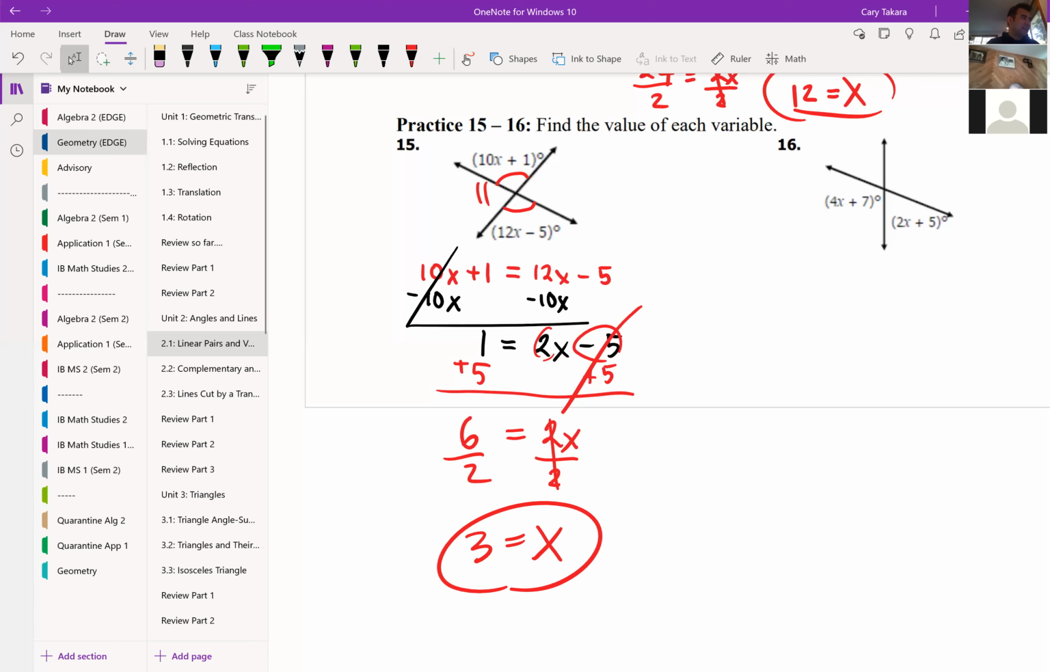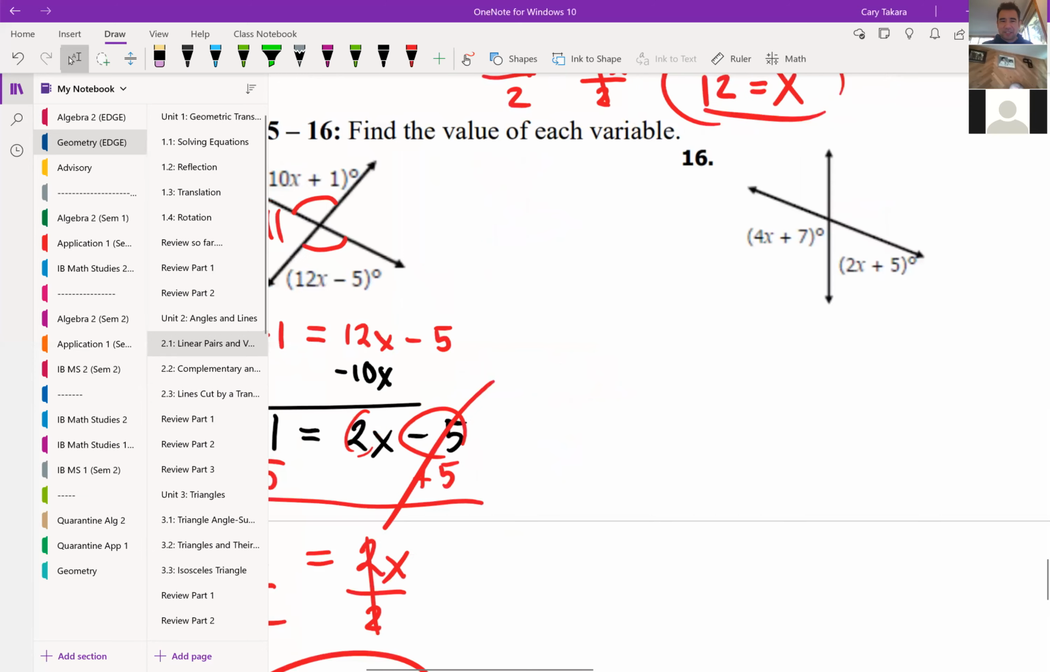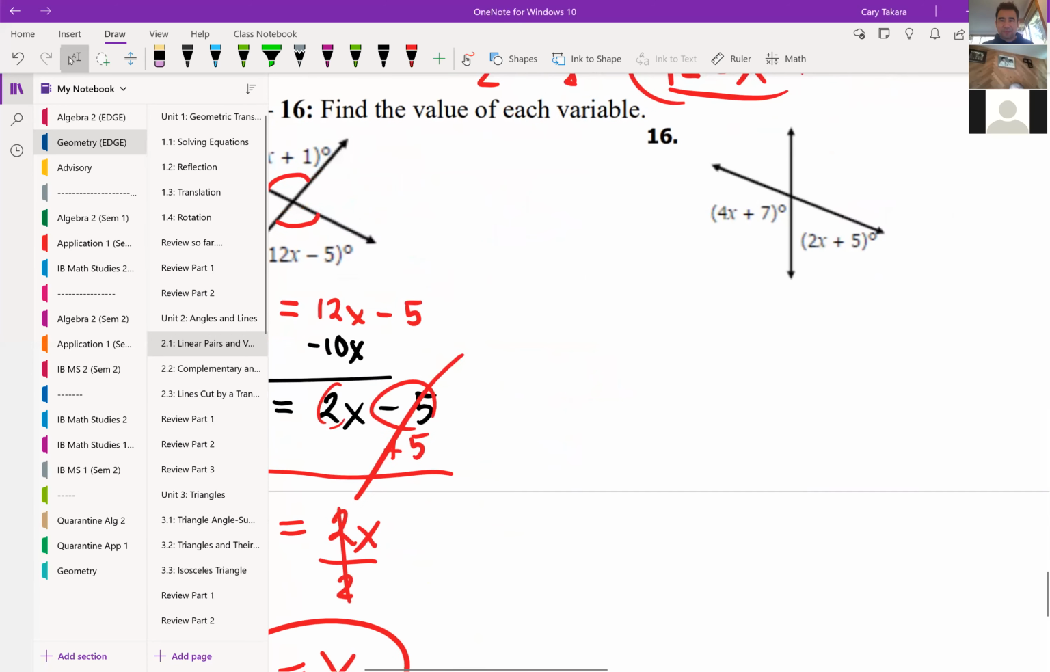Okay. Last question, guys. Okay, number 6. Now, how do you set up an equation to solve for x? Are they equal to each other? It's either one of the two. Are they equal to each other? Are they the vertical angles? Or do you add them up and equal to 180? It's one of the two.